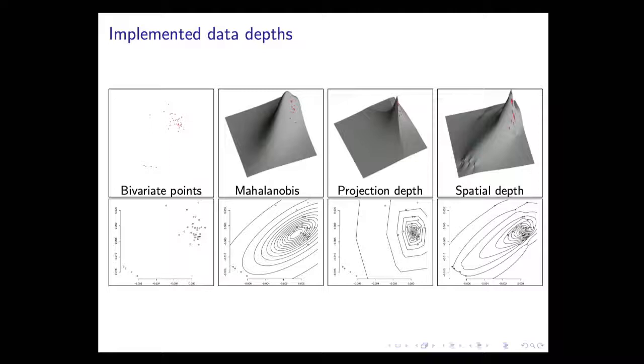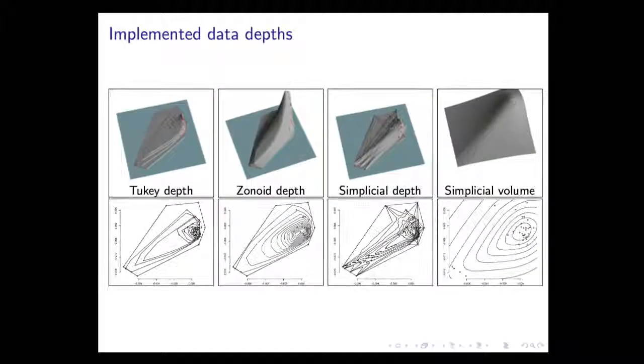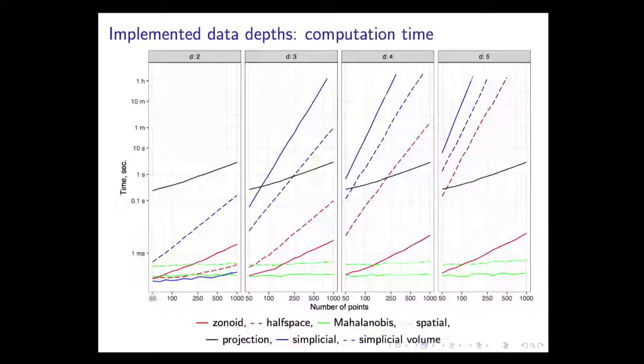outliers on the bottom, which you can see. And on the lower pictures, you can see the contours of this depth function. So these are Mahalanobis depths, projection depths, spatial depths, Tukey depths, Zonoid depths, simplicial depths, and simplicial volume depths. Well, I won't go into detail, of course.